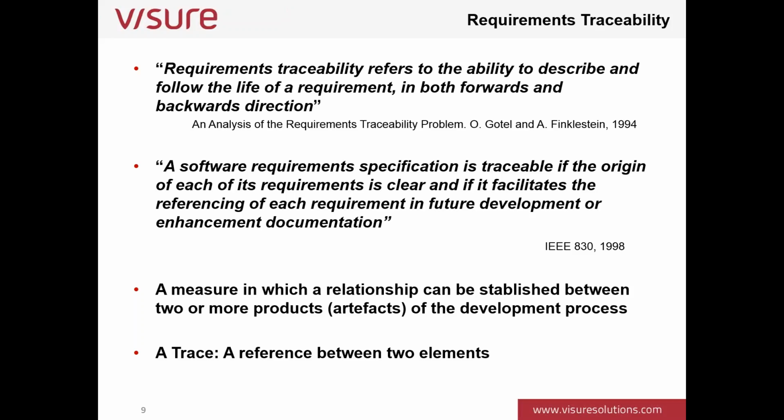Another definition says it is a measure in which a relationship can be established between two or more products, artifacts of the development process. So as long as a relationship can be established between two or more products, we can say that this specification is traceable. We use the words products and artifacts instead of requirements because the traces, the relationships, are not limited to just requirements.